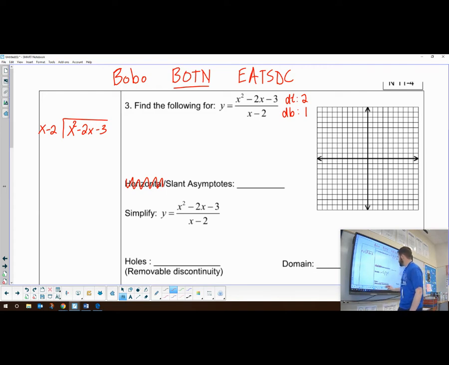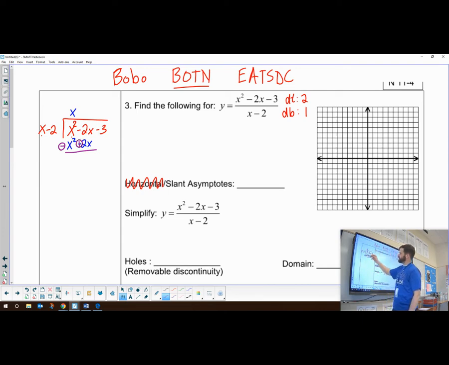Okay, so now I need to think. To get from x to x squared, what do I need to multiply by? Well, I'm going to multiply by x. So x times x is x squared. x times negative 2 is negative 2x. Then, remember what we do. We draw the line, change the sign. So it's going to be changed to a minus. It's going to be changed to a plus.